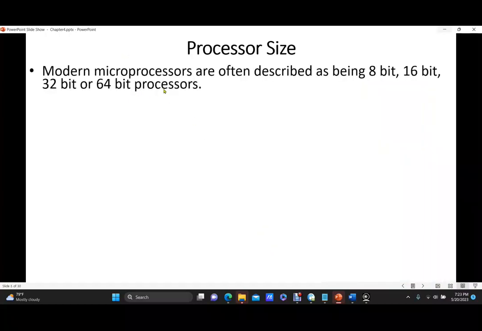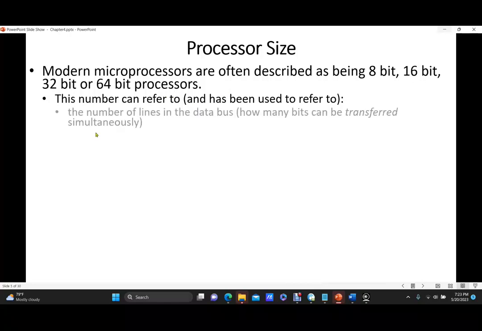Modern microprocessors are often described as being 8-bit processors, 16-bit, 32-bit, or 64-bit. The number can refer to the number of data lines in the data bus. That's how many bits can be transferred simultaneously.